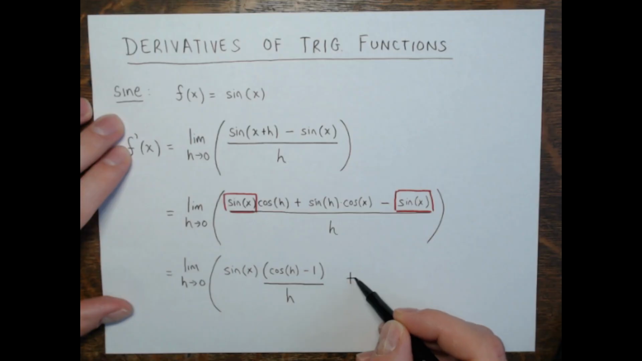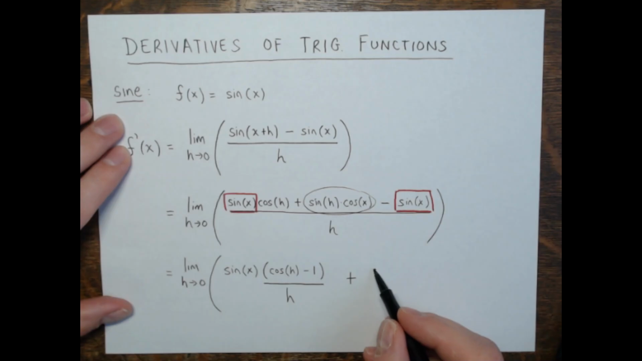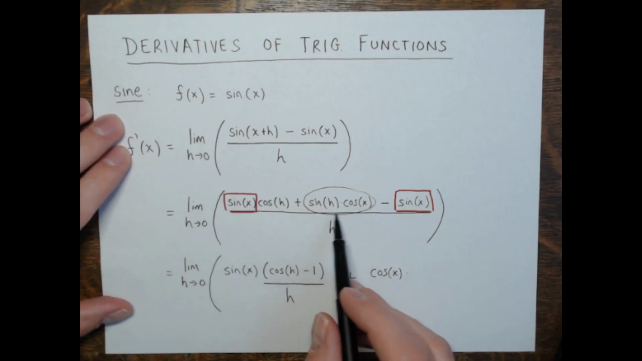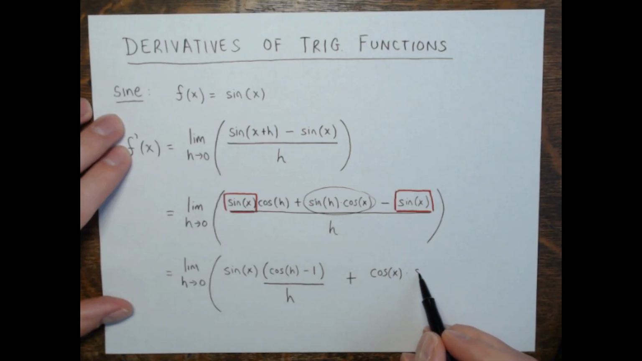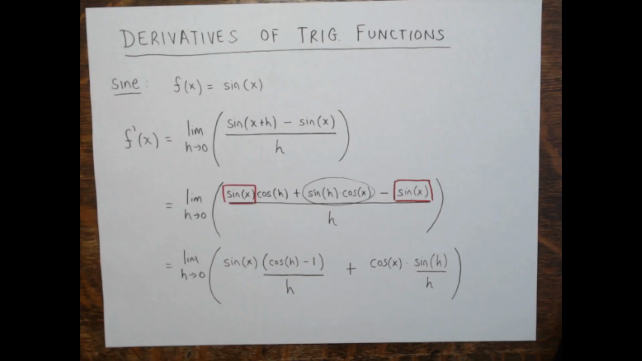Then plus, this term in the middle, we have the cosine of x as one factor, times the sine of h, and again this term is getting divided by h as well. I'm just going to put it under this sine of h factor. Okay, so this is another way to rewrite what I have up here in the middle line.